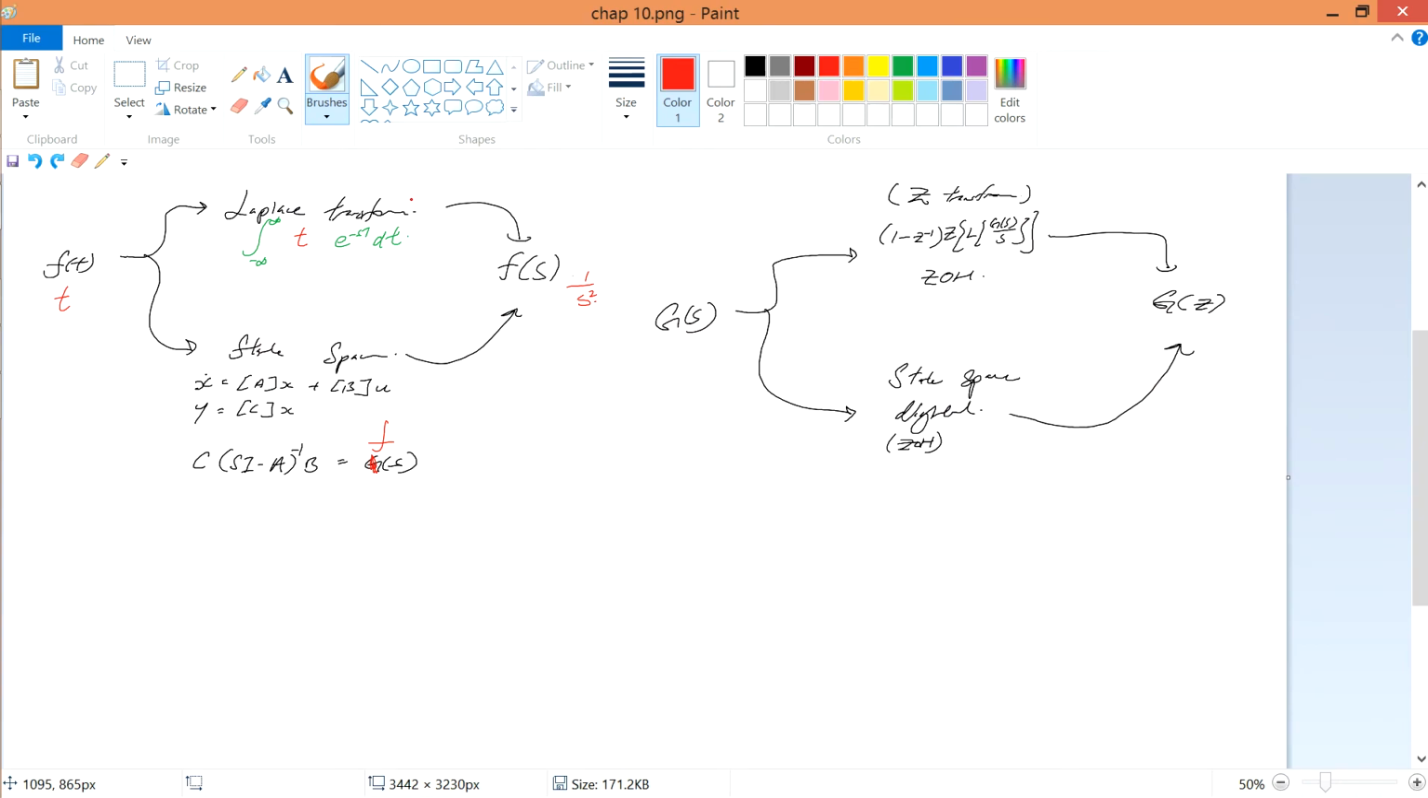In the previous video, we talked about the analog system using Laplace. You can either Laplace transform into the Laplace domain, or you can use state space into the Laplace domain. Nonetheless, in the digital domain, from Laplace to the Z system, you can Z transform, or otherwise you can also use state space to go into the Z domain.